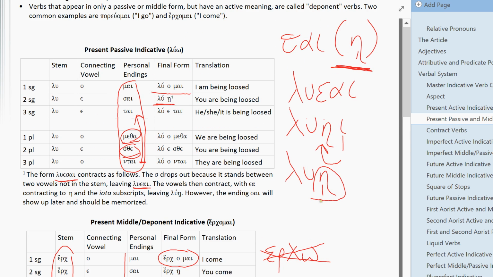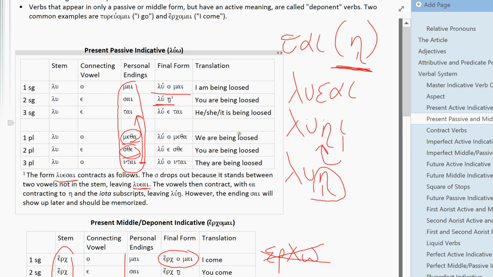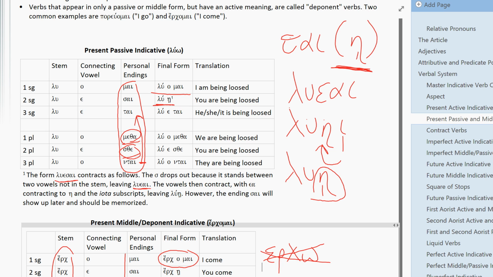Up here with the present passive, I am being loosed. I've tried to express the imperfective aspect with this progressive, being loosed, rather than I am loosed. But it's usually going to be present tense time, not always, but generally. So that's why I've put it in the present tense time there. I am being loosed rather than I was being loosed or I will be being loosed, something like that. So a simple progressive passive translation is all I've used here.